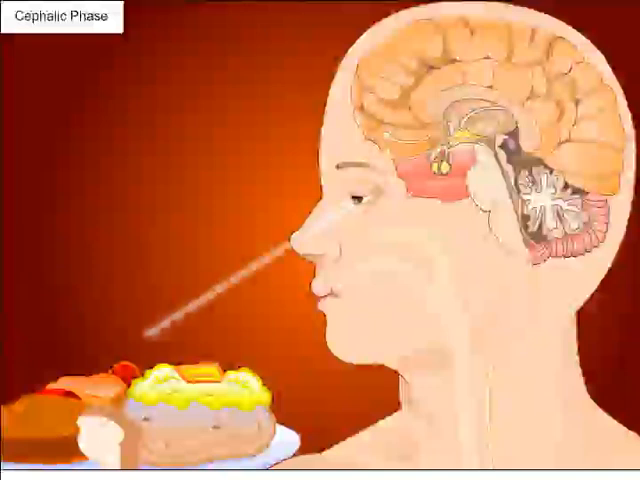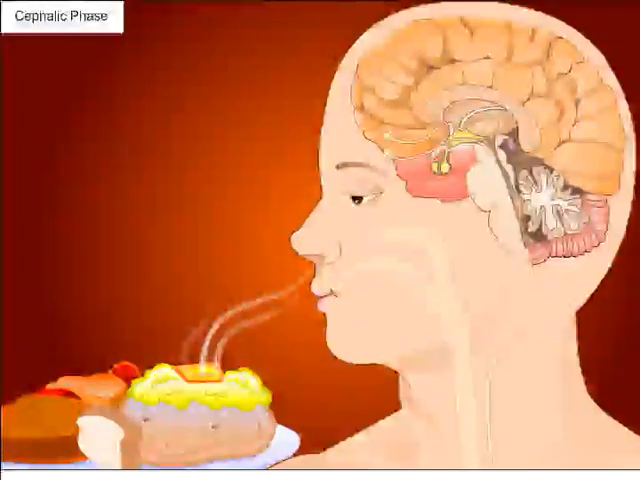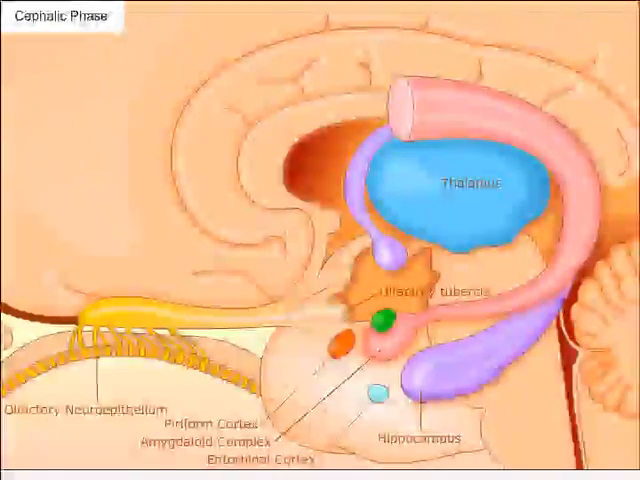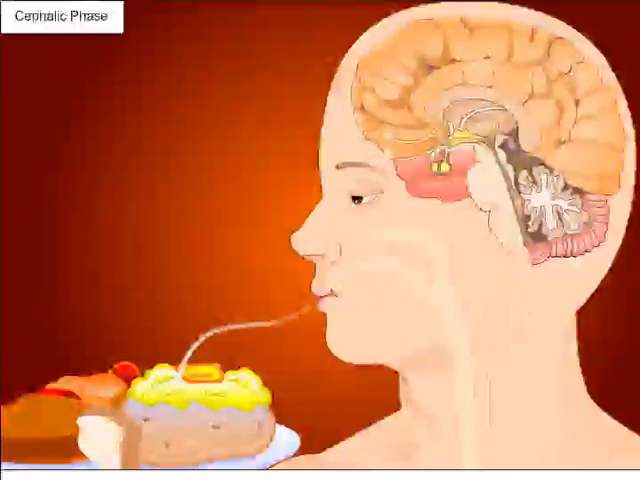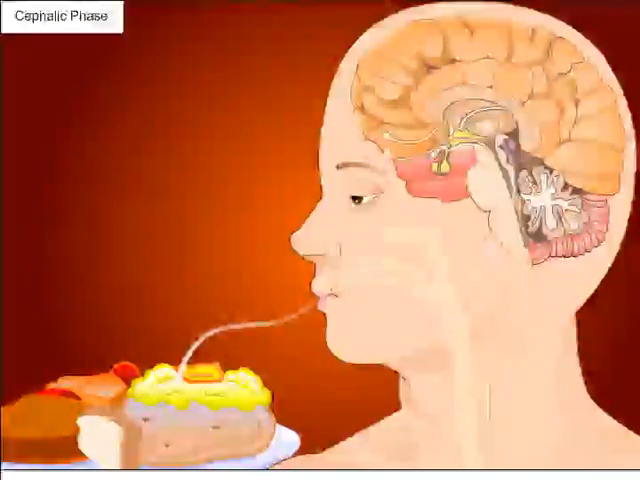Images seen by the eyes stimulate the cerebral cortex. Smells entering the nose stimulate the olfactory nerve, which in turn directly activates the cortex. Food entering the mouth stimulates the medulla oblongata, which activates the thalamus.